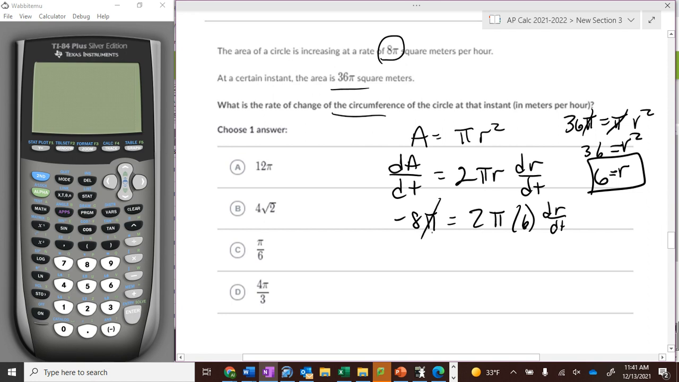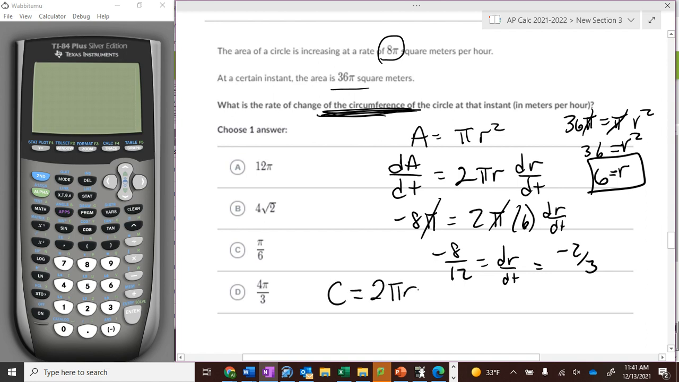So if we do the math, pi's cancel, divide by 12, negative 8 twelfths is dr/dt. 2 times 6 is 12, divide. So it's negative 2/3. But that's not the answer because we're looking for the rate of change of the circumference of the circle. Circumference equals 2 pi r. So dC/dt equals 2 pi dr/dt. So you stick the 2/3 in here. 2/3 of 2 pi is negative 4/3 pi.